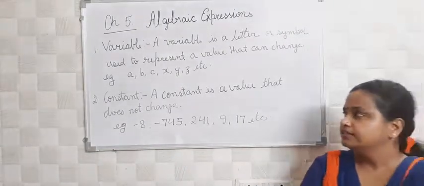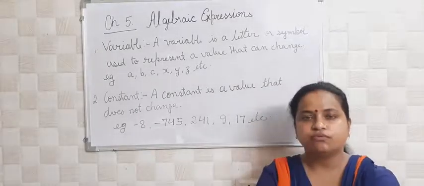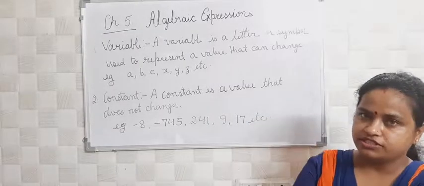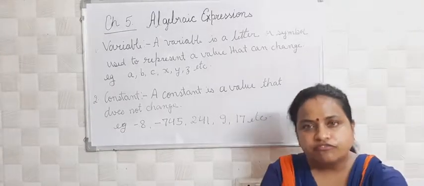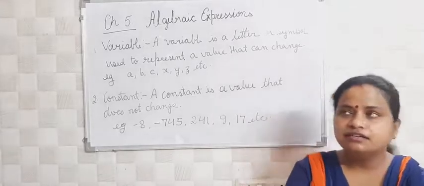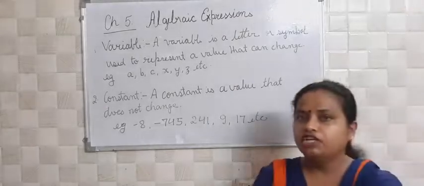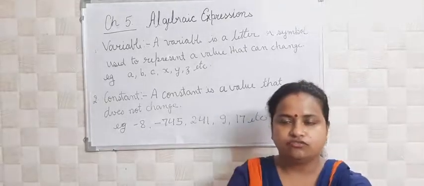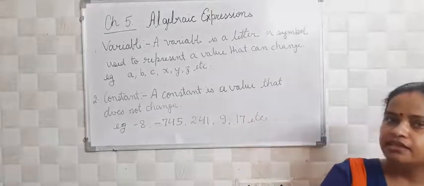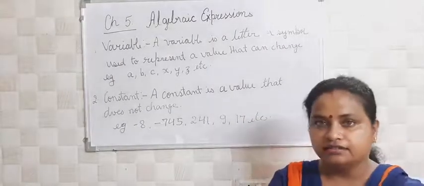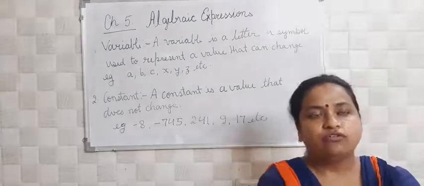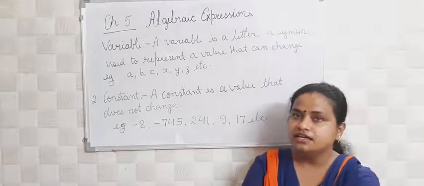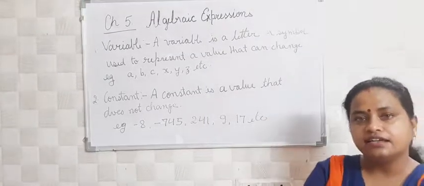In algebra, these variables and constants are the most important terms because all algebra depends on variables and constants only. So what is variable? A variable is a letter or symbol used to represent a value that can be changed. It is alphanumeric. What is alphanumeric? Alphanumeric means alphabets which are used as a number.